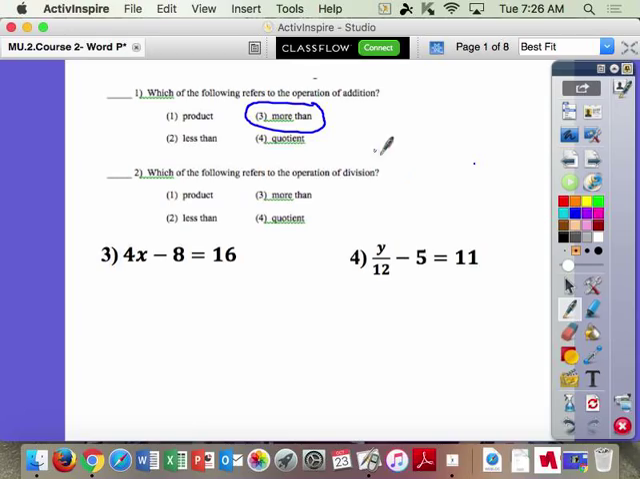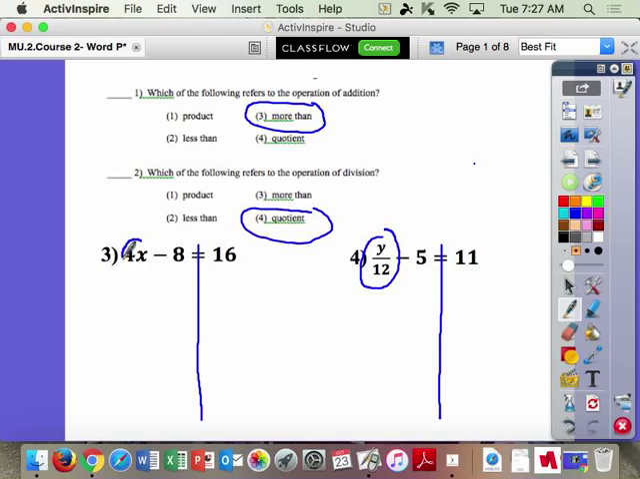Which of the following refers to the operation of division? Product, less than, more than, or quotient? You should have "quotient" circled. For both of these, what do we always say? You need to make sure what is with the variable is circled and draw your line through the equal sign. Those are two things that we say.